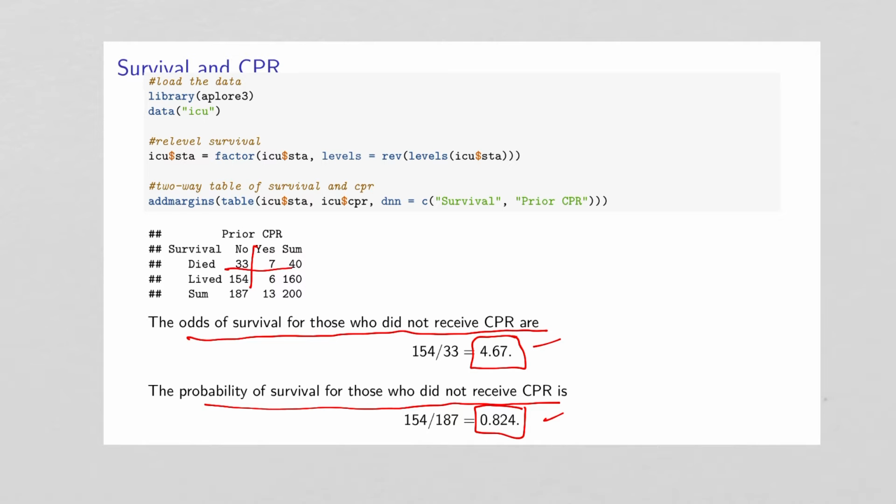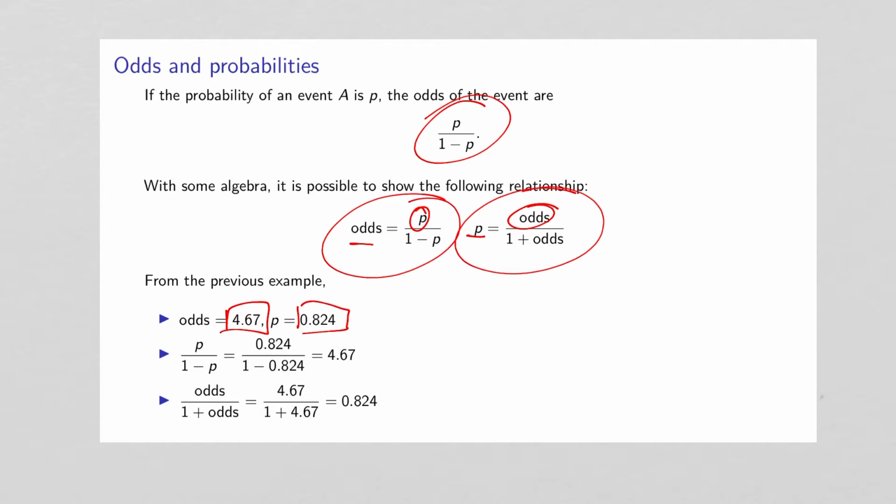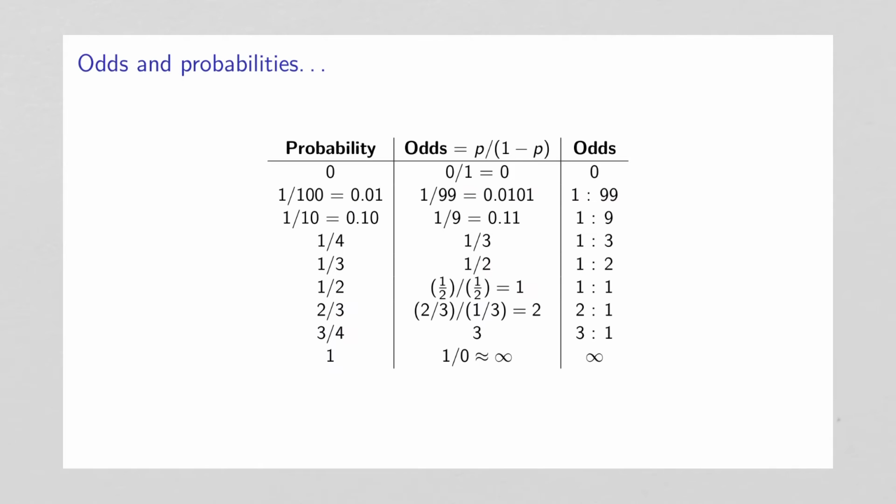Okay. So this is something you need to know just in life. A little bit of algebra tells you odds to probability and probability to odds. So from the previous example, the odds was 4.67 and the probability was 82%. And it's because we just did some algebra and came up with these numbers. So you'll see that probability being 0, your odds is 0, but probability almost 100%, your odds is almost infinite.